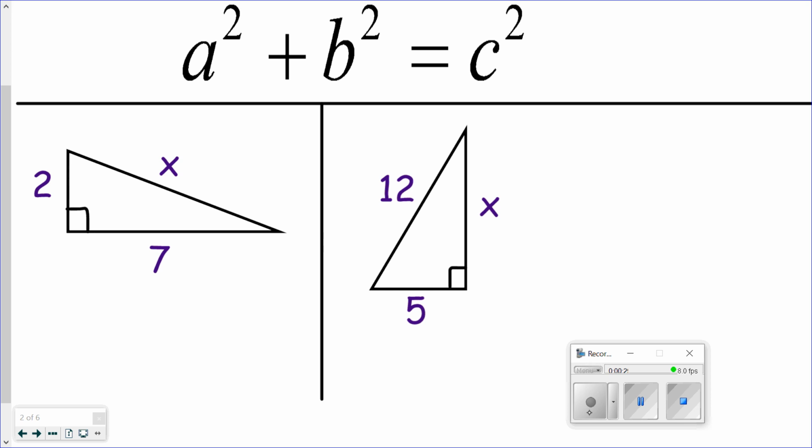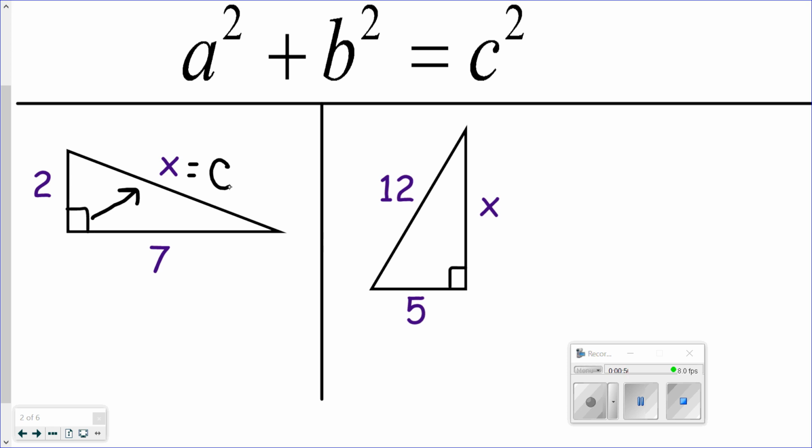For the first one, let's start labeling our A, B, and C values. Remember, the C always has to be the hypotenuse. To find the hypotenuse, look at where your right angle is and draw a line to the outside side. So that means that X is going to be our C value.